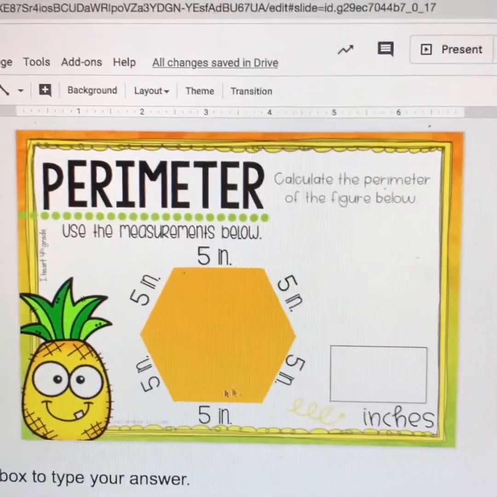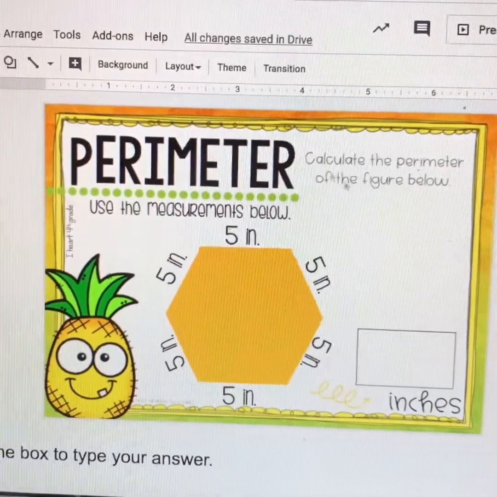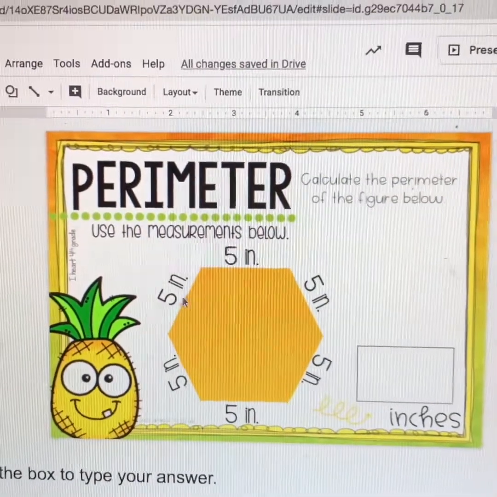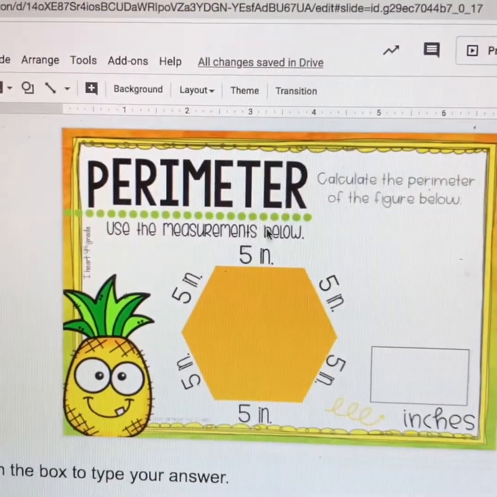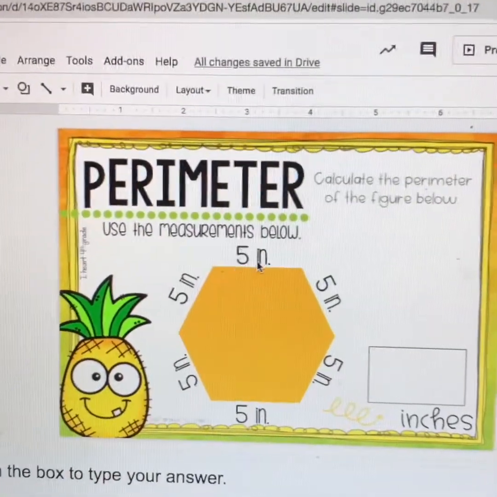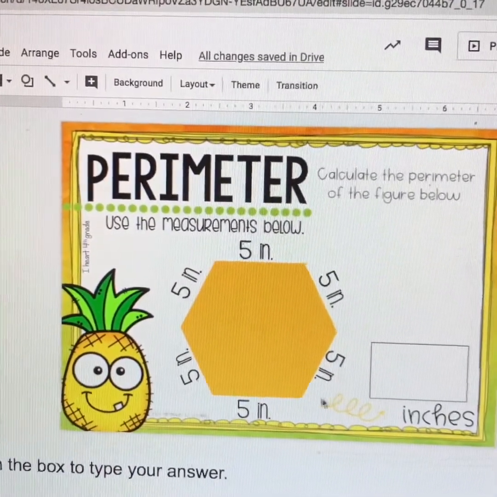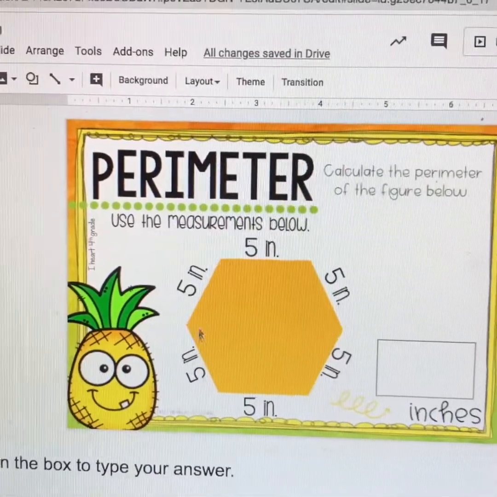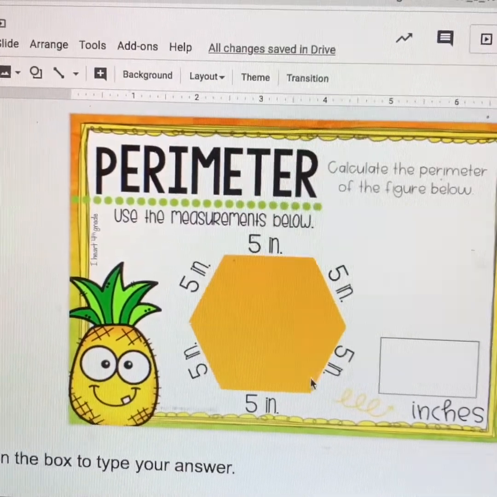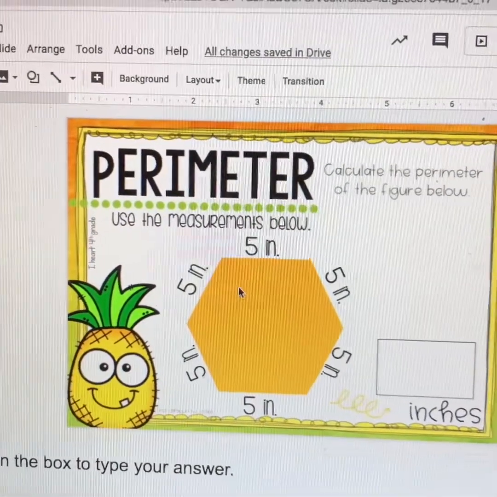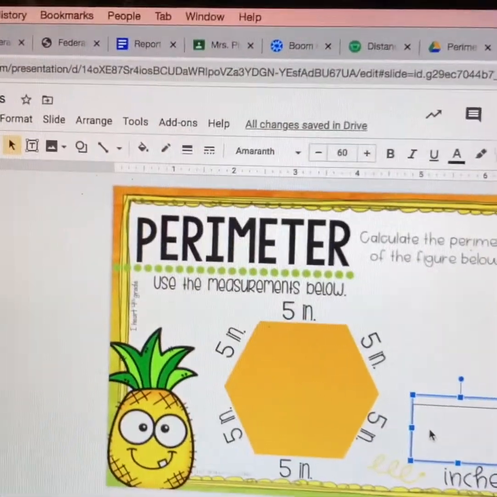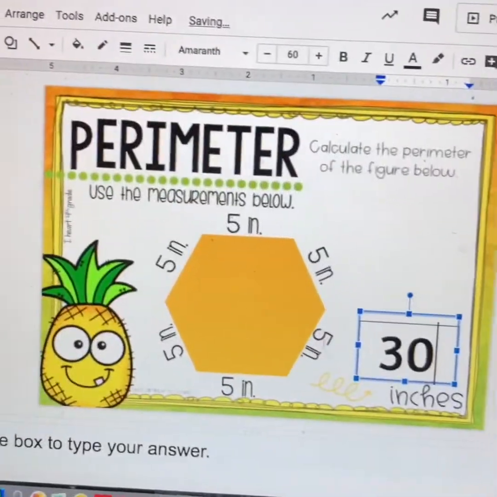This one is pretty easy because all of the sides are the same. Here we have a hexagon, and each side is 5 inches. Now I know that in a hexagon there are 6 sides. 1, 2, 3, 4, 5, 6. And I know that each length is 5 inches. So all I have to do is 6 times 5. 6 times 5 is 30. This one is also 30 inches.